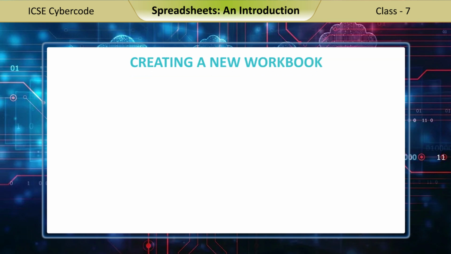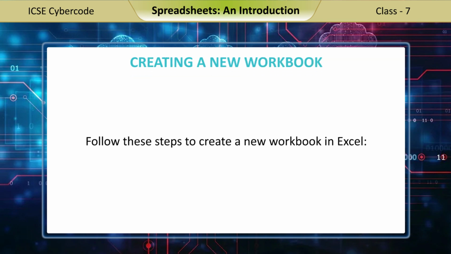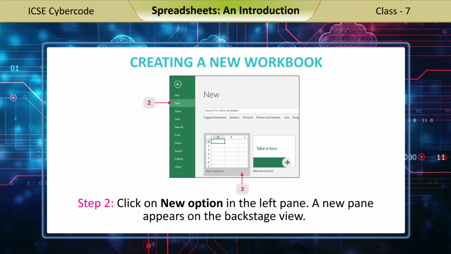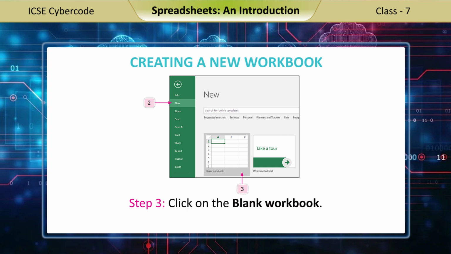Creating a new workbook. Follow these steps to create a new workbook in Excel. Step 1. Click on the File tab. A Backstage view will appear. Step 2. Click on New option in the left pane. A new pane appears on the Backstage view. Step 3. Click on the blank workbook.